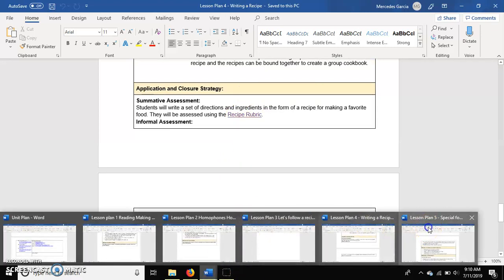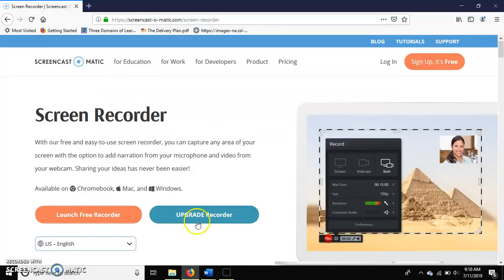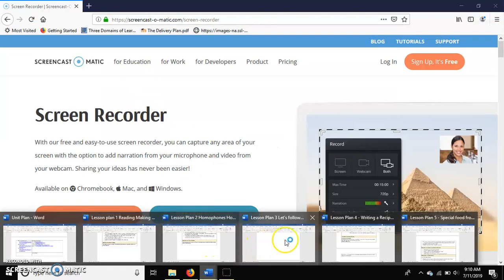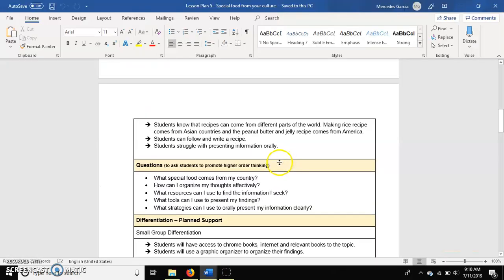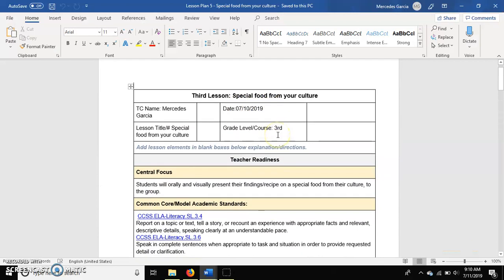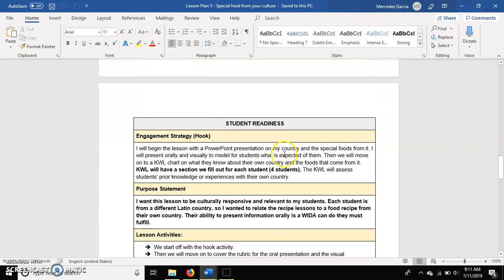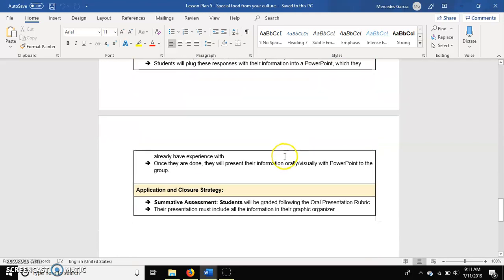Lesson 5. Recipe rubric might be popping up soon. Let's go to the top of lesson 5. Oh, this was supposed to say 5th lesson. Is this the right lesson? Okay.